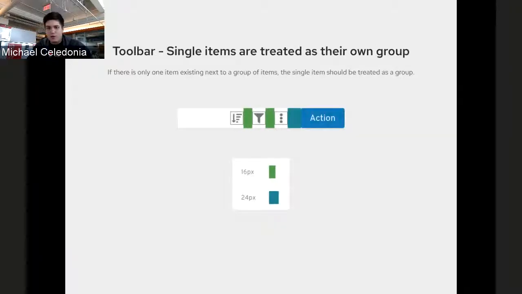And then I just wanted to note that you might not always have groups of items, and you might just have a single item. So in this case, we've got a button, but it's not a part of the group of icons to the left. It's just its own button. And in that case, we're going to treat it as a group. So single items are always treated as their own group. And because of that, it's going to have 24 pixels of spacing next to it instead of the 16, which is only for items within a group.